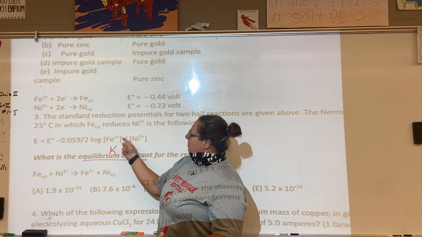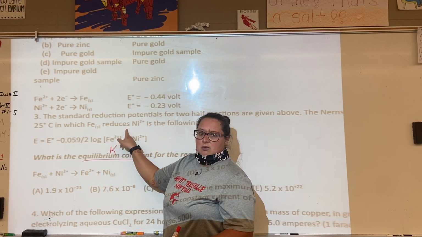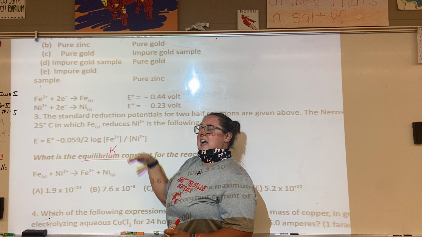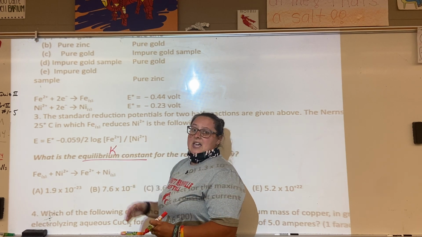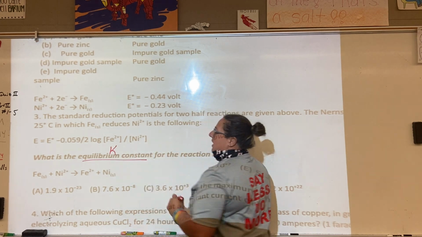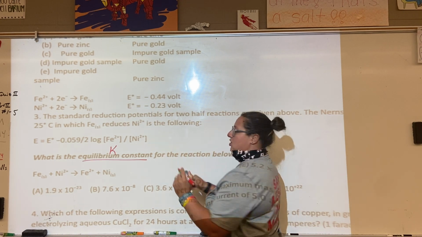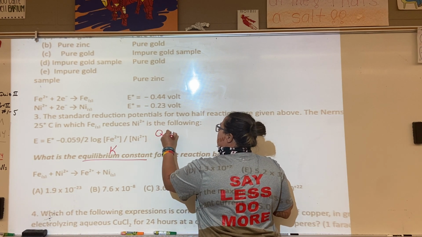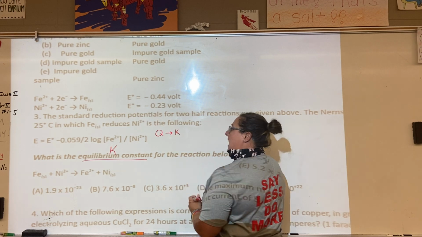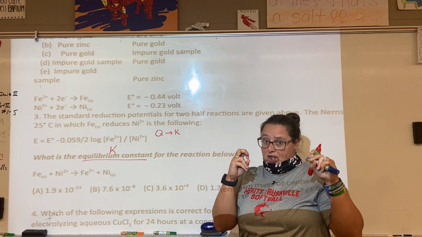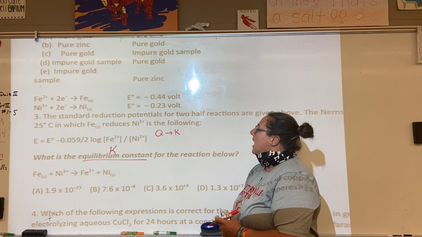And you know how normally it would be log of Q, right? And Q is my product over my reactants. Well, big K here will take the place of Q, all right? So your rule for this question is that Q turns into K. So I'm basically solving for Q, which in this case is K.